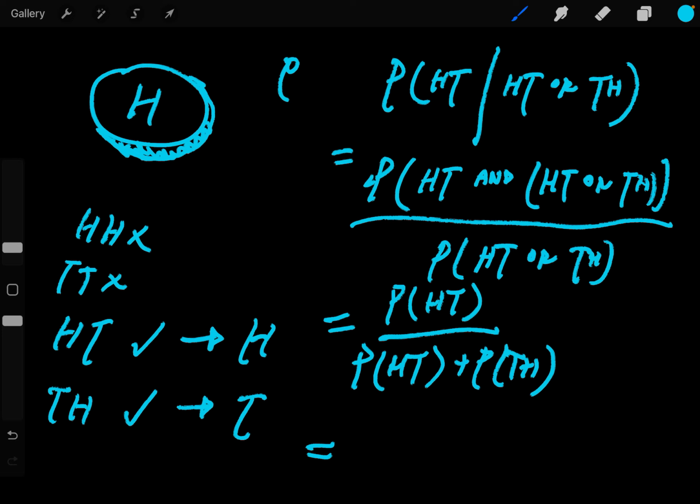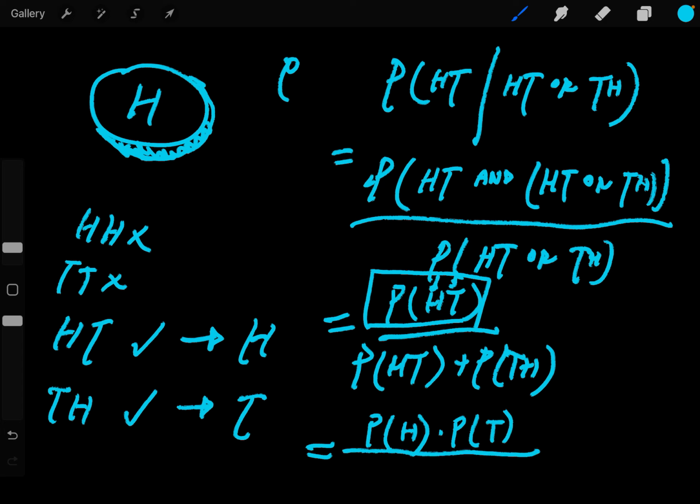And then this, okay, you could see if we use the fact that the first flip being heads has no bearing on the second flip. So this is the same thing as the probability of a heads times the probability of a tails. And the same thing goes for the denominator. And then that makes the denominator equal, so it's 2 times the probability of a heads, tails. Oh, we don't even need to use the fact that they're independent.